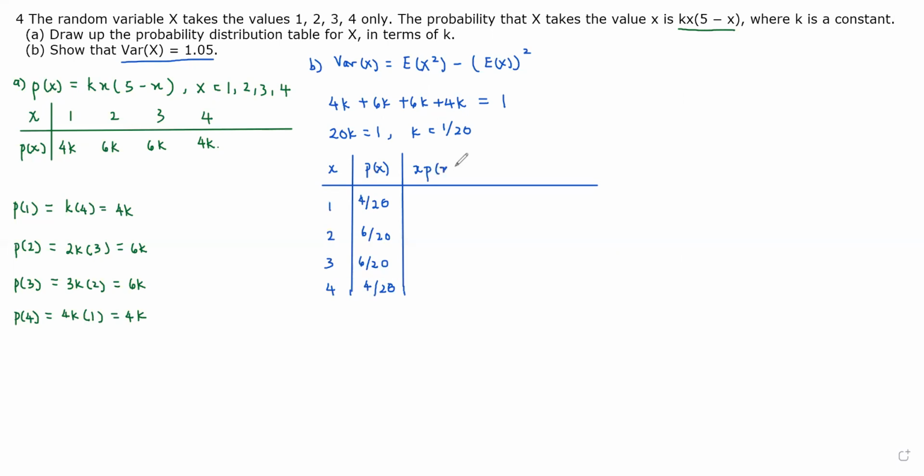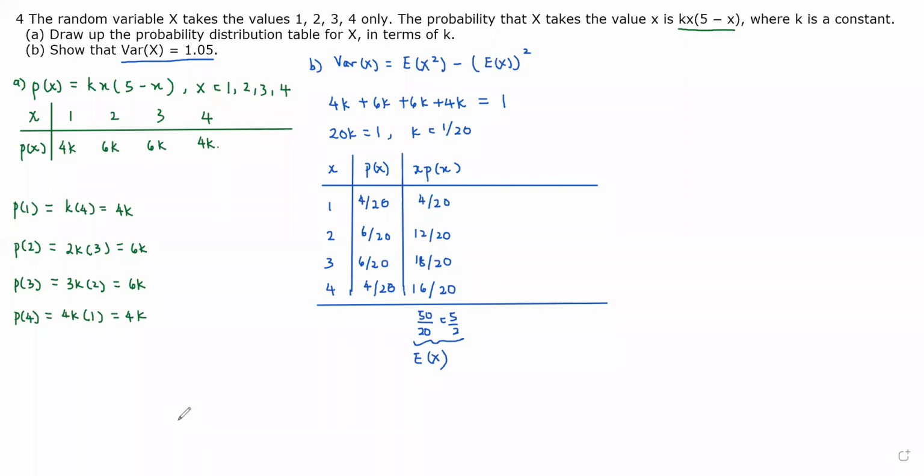Then x and P(x). We multiply x by P(x). We have 4 over 20, 12 over 20, 18 over 20, and 16 over 20. We now find the sum of all these. So the sum of all these is 50 over 20, which is 5 over 2. And this is the expected value of x.